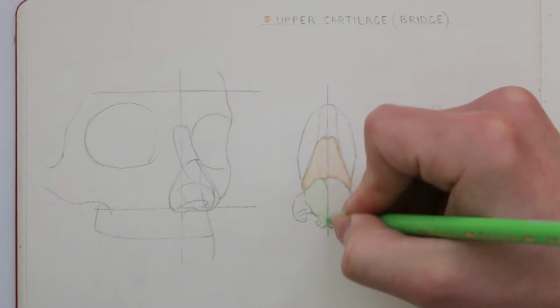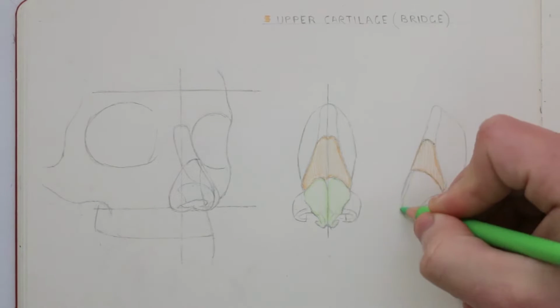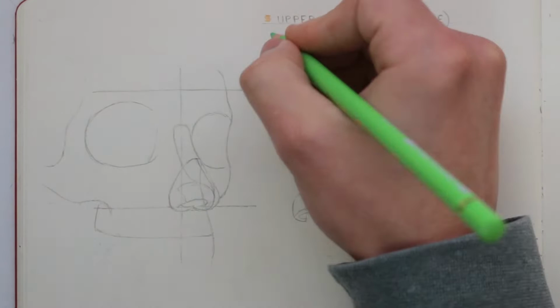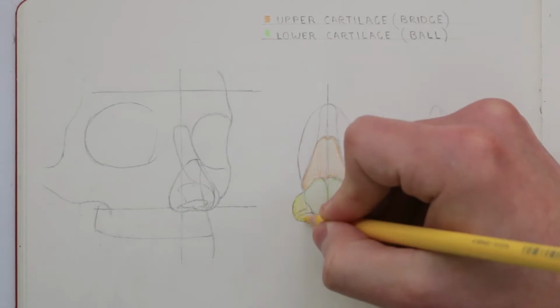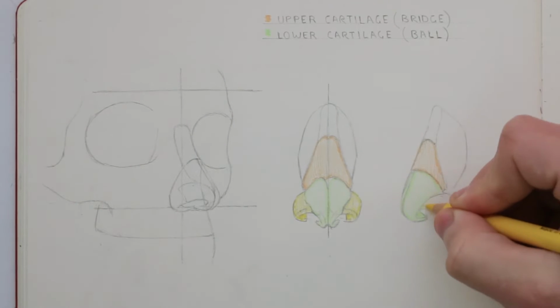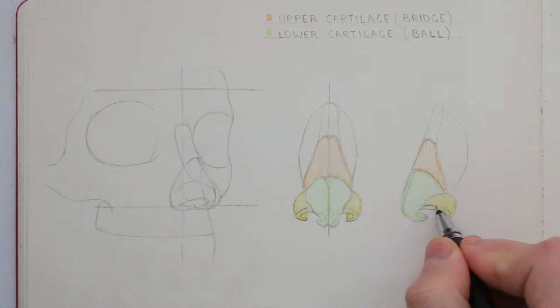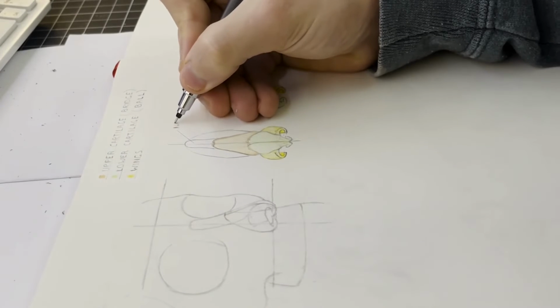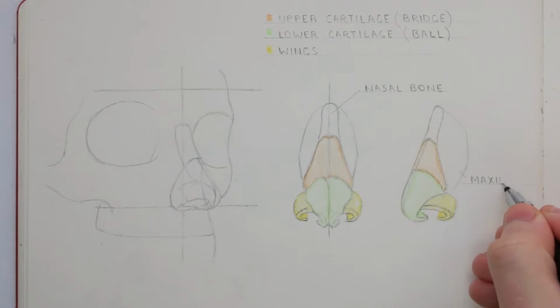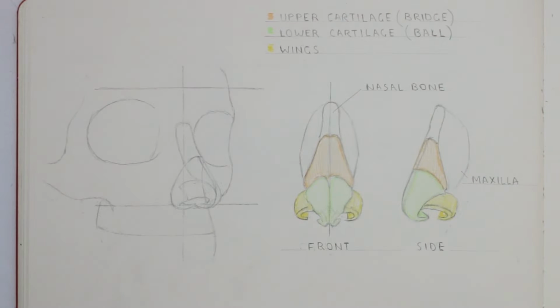Here I'll add some colour to this and label these parts. The lower section of cartilage is referred to as the ball of the nose, and finally at the side of this is what we refer to as the wings, forming the nostrils. I'll label the nasal bone and maxilla as well. Remember, the nasal bone also forms part of that bridge. When drawing, it's helpful to divide the nose into these 3 sections to keep things simple.